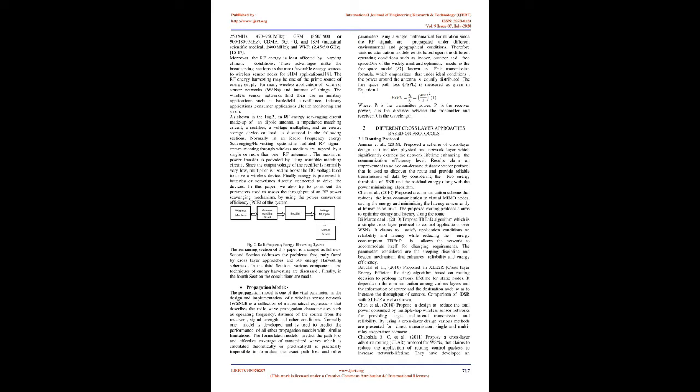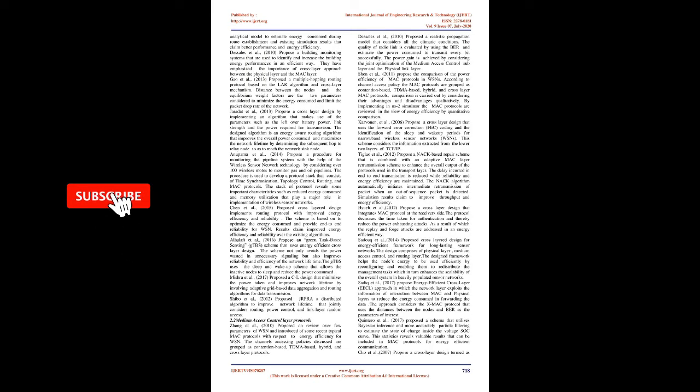Where PT is the transmitter power, PR is the receiver power, D is the distance between the transmitter and receiver, and lambda is the wavelength. Two different cross-layer approaches based on protocols. 2.1 Routing Protocol. Et al., 2018, proposed a scheme of cross-layer design that includes the physical and network layers, which significantly extends the network lifetime, enhancing the communication efficiency level. Results claim an improvement in the ad hoc on-demand distance vector protocol that is used to discover the route and provide reliable transmission of data by considering the two thresholds of SNR and the residual energy along with the power minimizing algorithm.